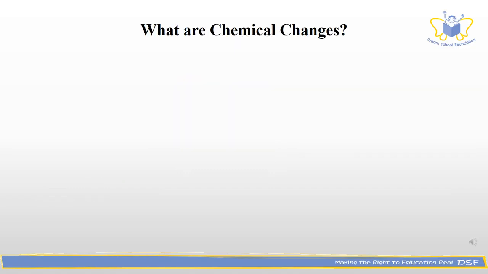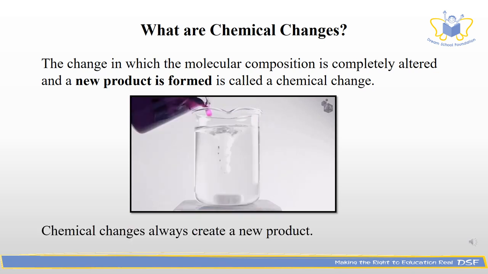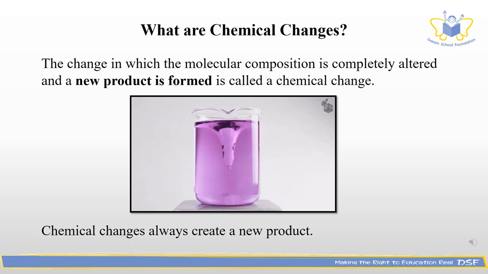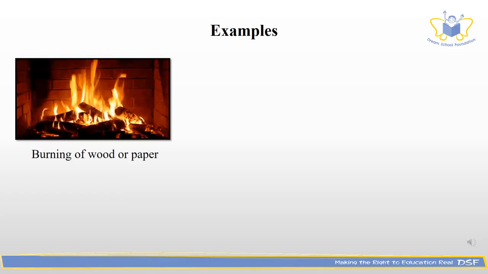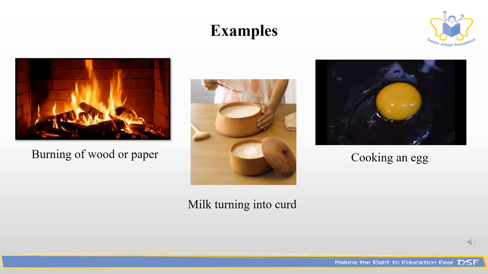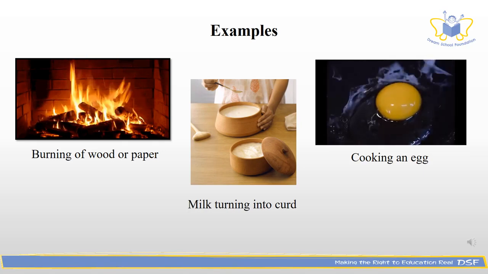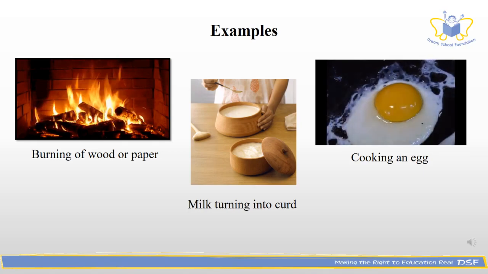What are chemical changes? The change in which the molecular composition is completely altered and a new product is formed is called a chemical change. Chemical changes always create a new product. So, the examples for chemical changes are burning of wood or paper, milk turning into curd, cooking an egg. Here, when we say chemical changes, it is with respect to a substance completely turning into a new product.